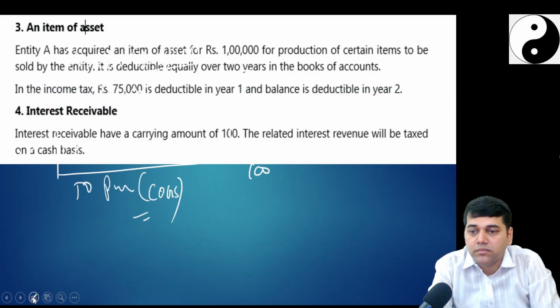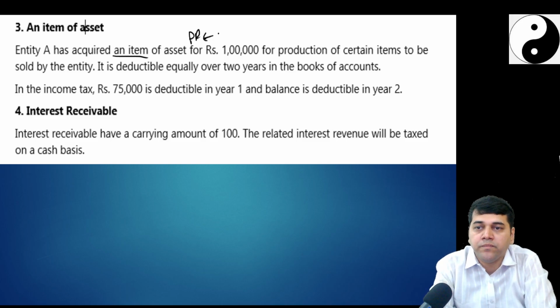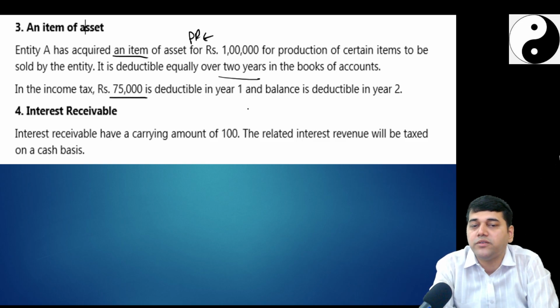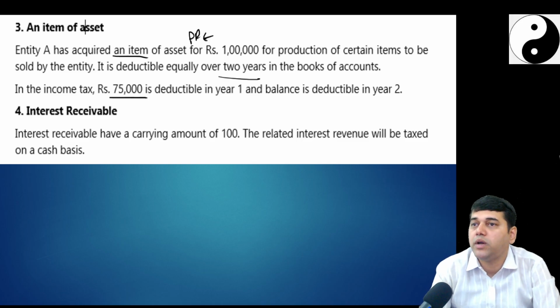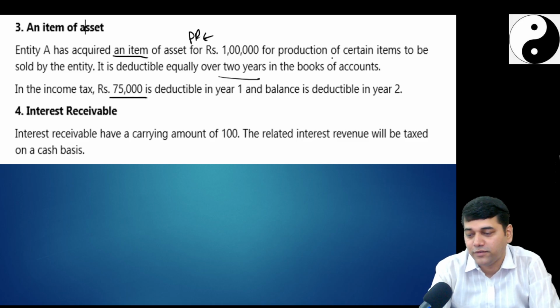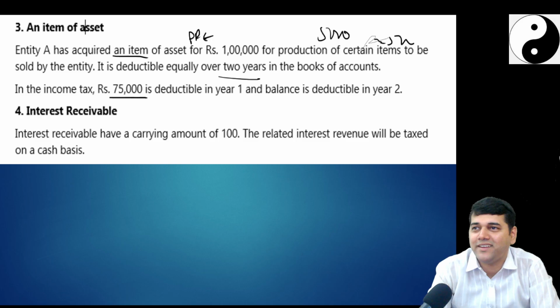An item of asset has been acquired for 1 lakh rupees. Okay, this is a PPE. It is deductible equally over 2 years. Income tax: 75,000 deductible in the first year and the balance in the second year. So at the end of the first year, how much is my book value and tax base? 50,000 and... clear?